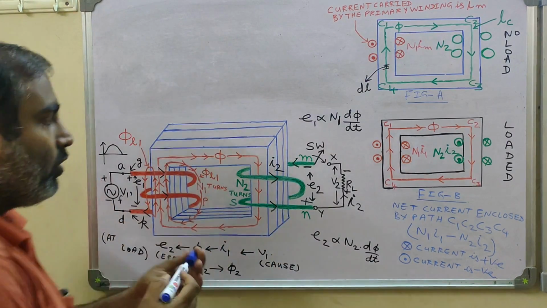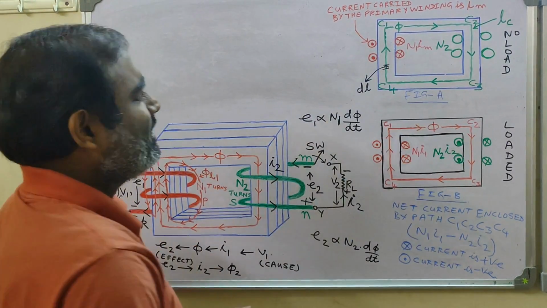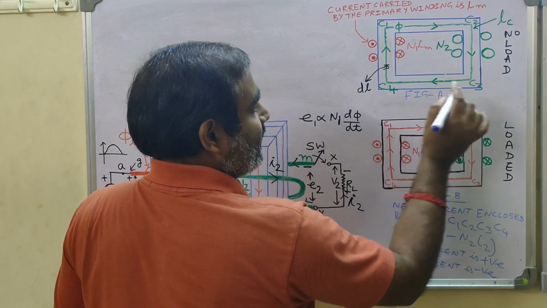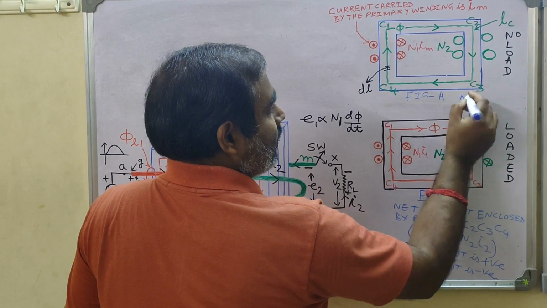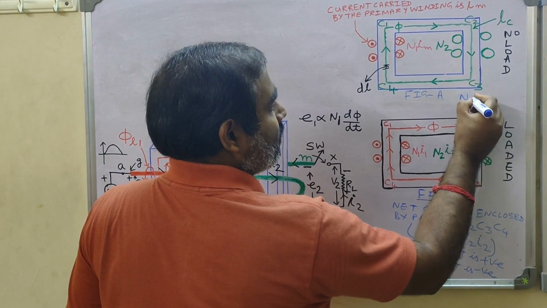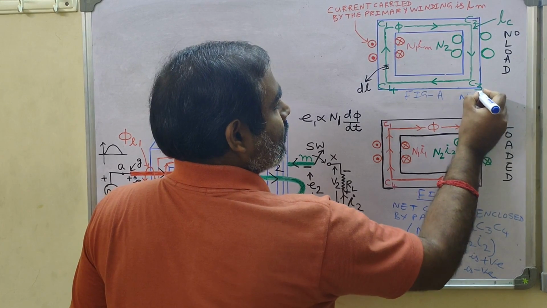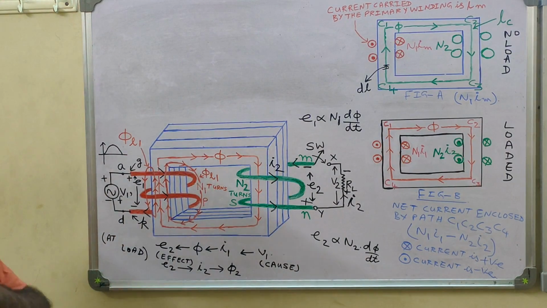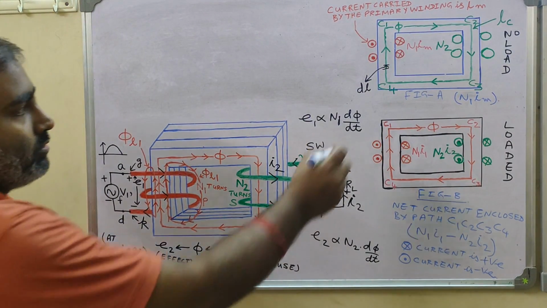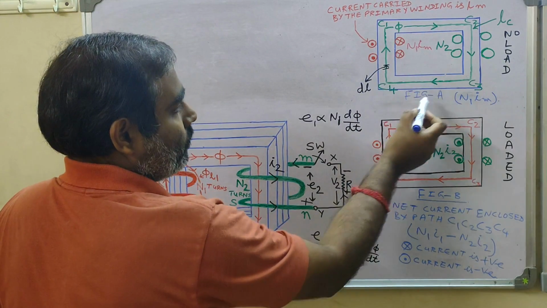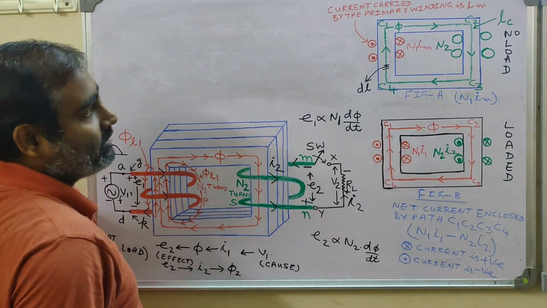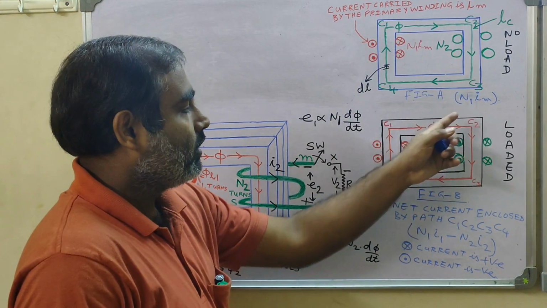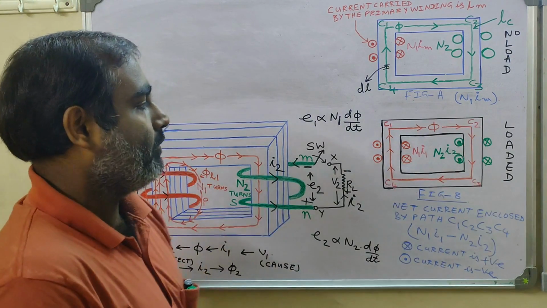Okay. Now in this particular diagram, what is the net current enclosed in figure A? Obviously the net current enclosed in figure A is nothing but N1 into IM. That is the net current enclosed in the diagram corresponding to figure A. Figure A is this figure. So in this figure, what is the net current enclosed? Net current enclosed is N1 into IM.